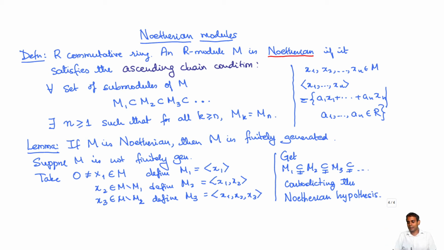Okay, so there's the first relationship between Noetherianness and finite generation. Noetherian modules are finitely generated. Is that all there is to it? Is the Noetherian condition just the same as being finitely generated? The answer is no. The Noetherian condition is actually much stronger than the condition of being finitely generated. And one nice thing about the Noetherian condition is that it goes easily from modules to submodules.